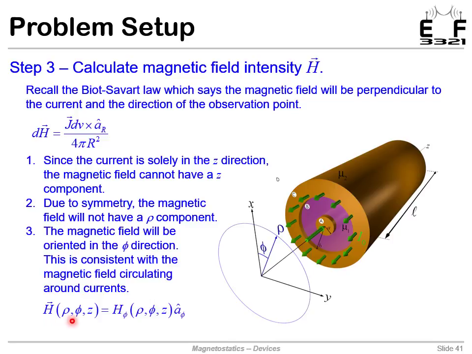So our total magnetic field we can just write as H sub phi in the phi direction. We still don't know the dependence on rho, phi, and z. We just know that the magnetic field will only have a phi component. In other words, it's going to form loops around the conductors. And from our previous discussions, that shouldn't be very surprising. So we have yet to find this H sub phi and its dependence on rho, phi, and z.